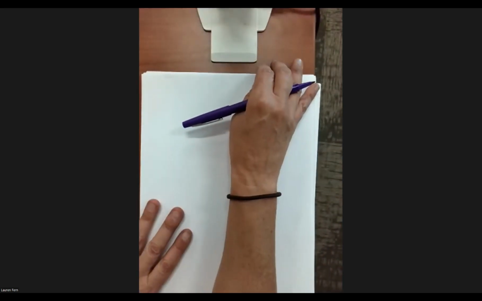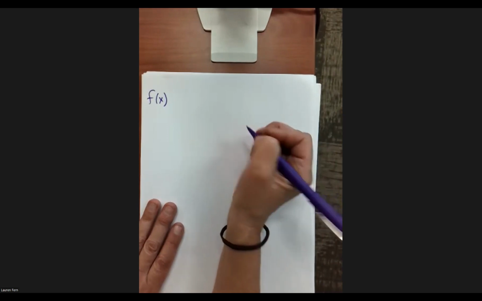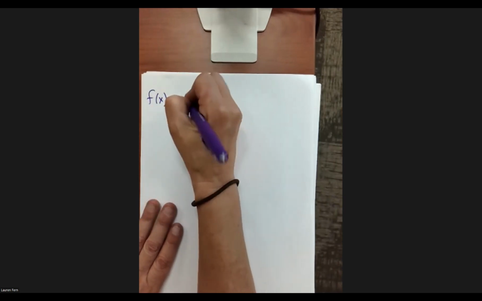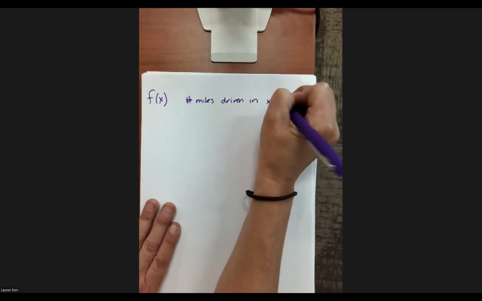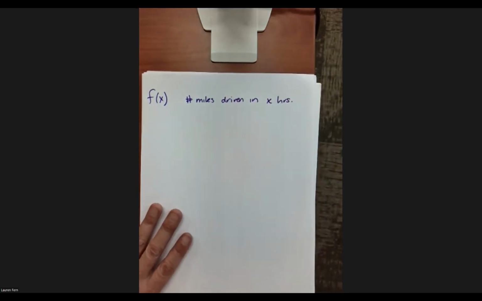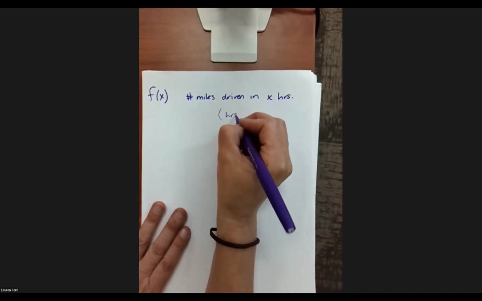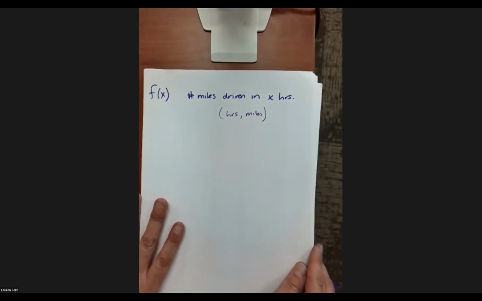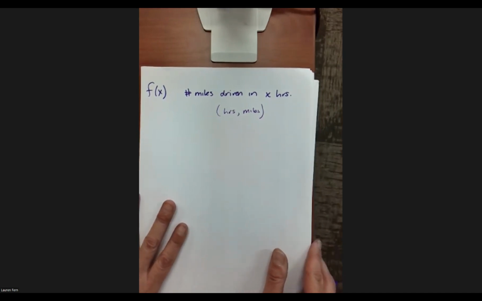Another composition question. Suppose I define a function f of x, and I'm going to say that my function f of x is the number of miles driven in x hours. Do you agree then that the units for my input are hours and that the units for my output are miles? You might ask, why are you pointing that out? And I'll say, hold on a second.